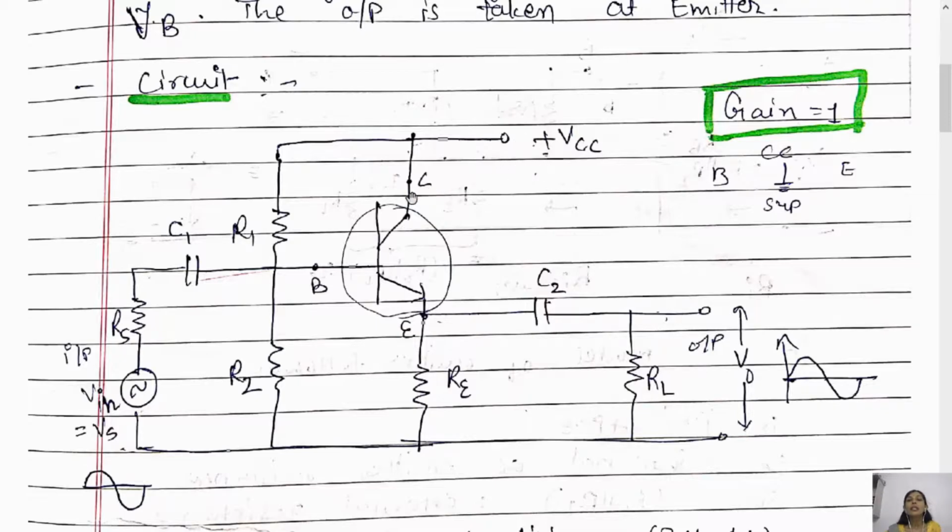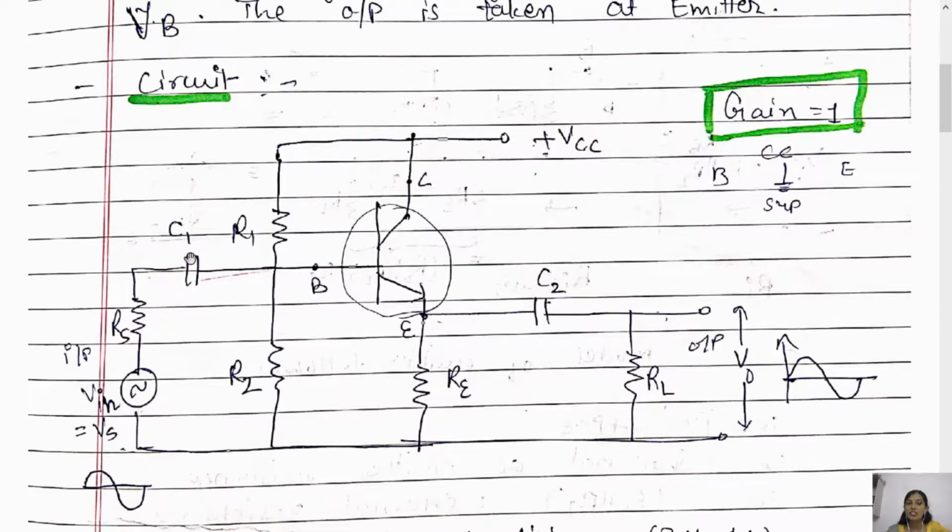And there is no component connected on the collector. That means the collector is common to the supply. The most important feature is that the gain is equal to 1 for the common collector circuit. So dear students, this is the common collector circuit. There is no component with the collector and it is directly common with the plus VCC. It is very important. Okay.